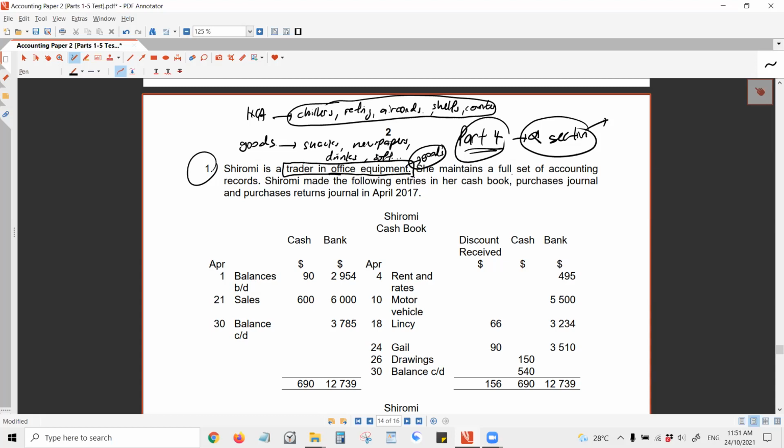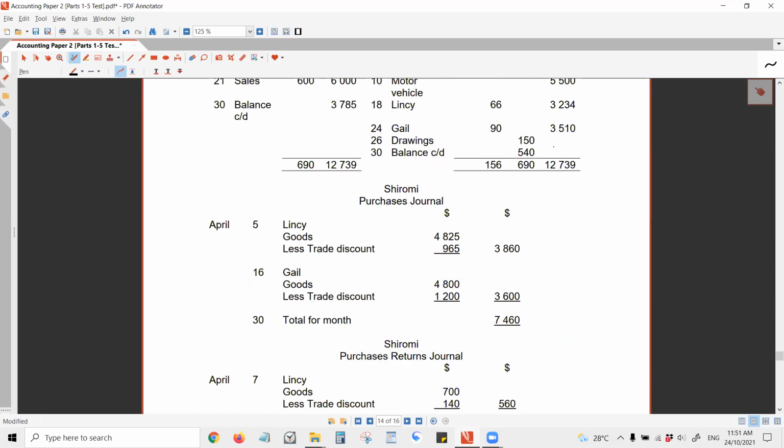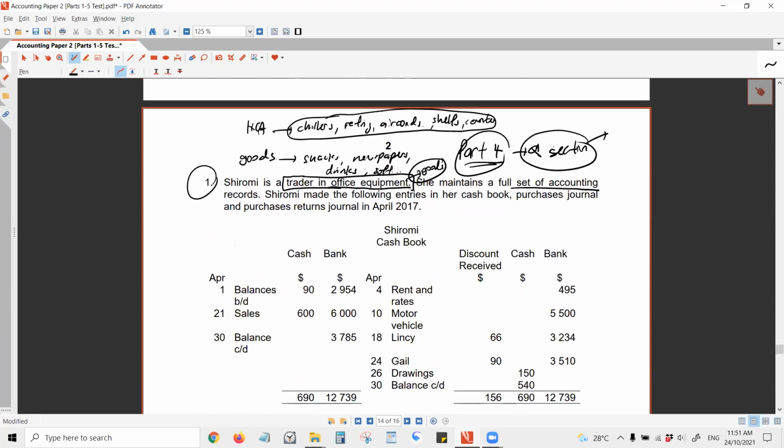She maintained a full set of accounting records, but don't worry, whether it's goods or NCA here, I don't think this is going to affect our answers later. But just to let you remember, to differentiate between goods and NCA. She maintains a full set of accounting records, made the following entries in the cash book, purchases journal, and purchase return journal in April 2017.